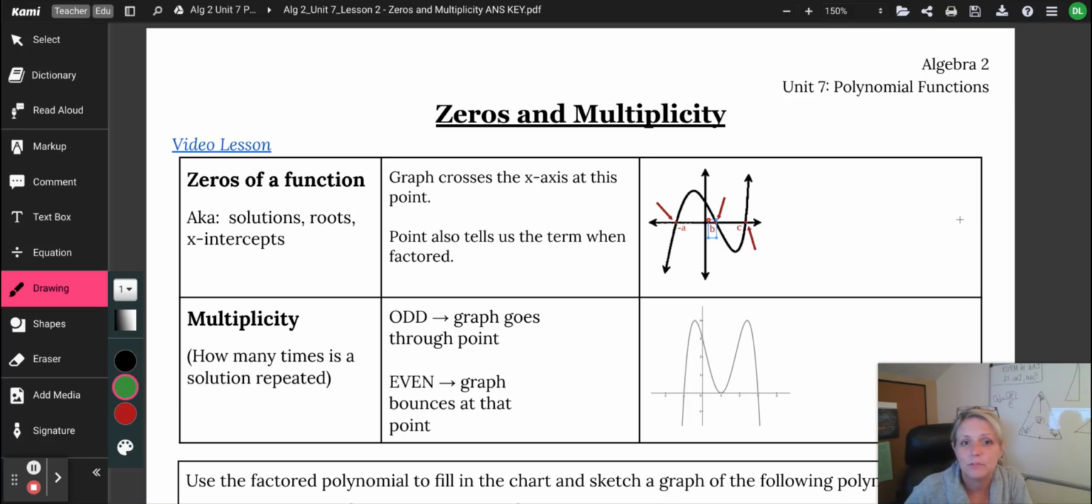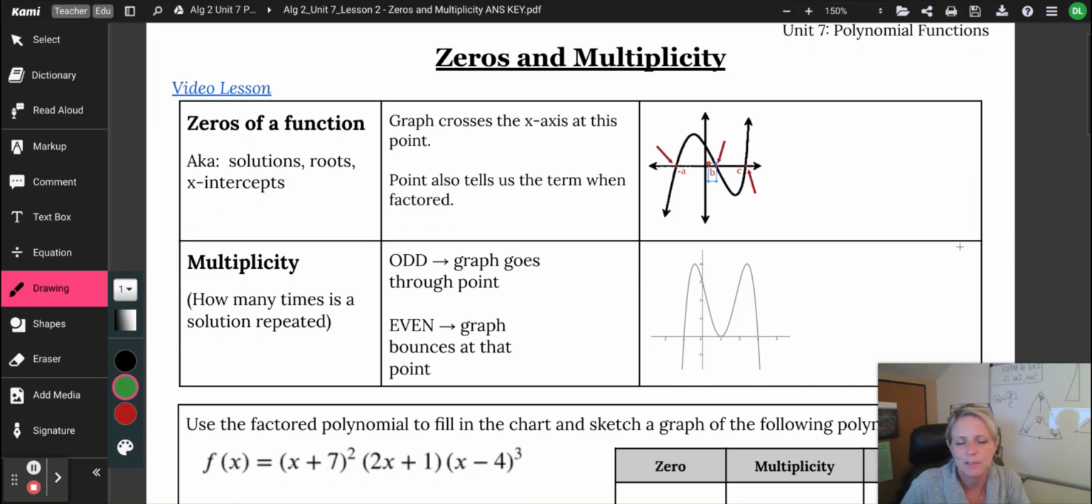This lesson is about zeros and multiplicity of polynomial functions. This is kind of a fun lesson. It's much simpler than the last lesson we did, and I hope you enjoy it.